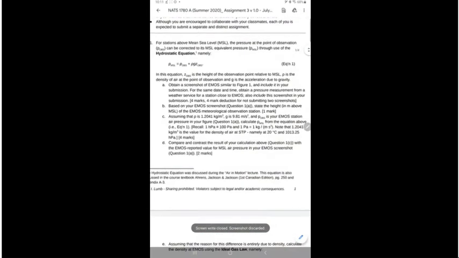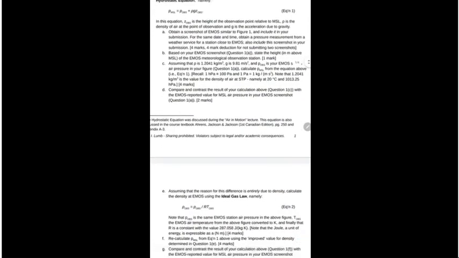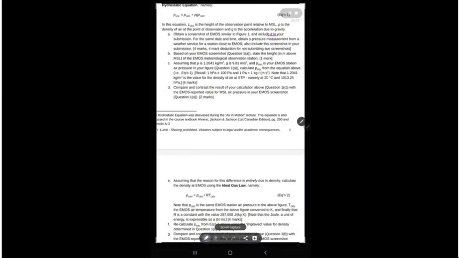Okay. So let's go back. The first question, so that was question A. Obtain a screenshot similar to figure 1 and include it in your submission. Okay, so don't forget to include that. That's important there, right? Included in your submission. Okay, so then we have to state from EMOS the height in meters above mean sea level of the station. So we're looking for the height.